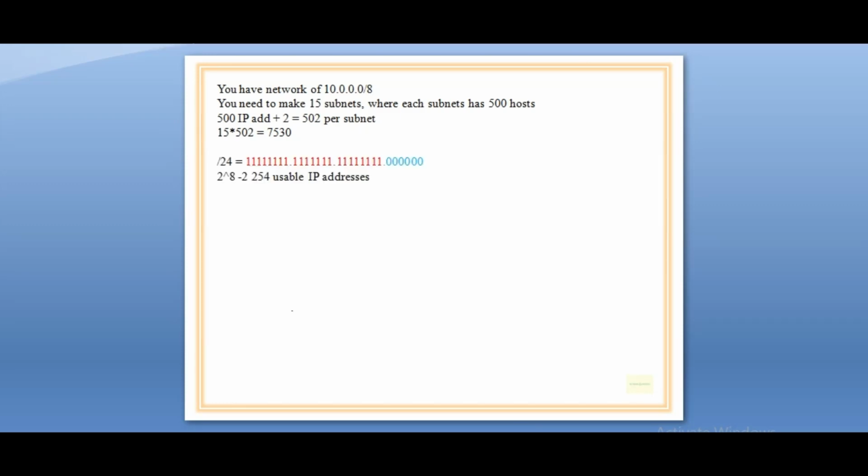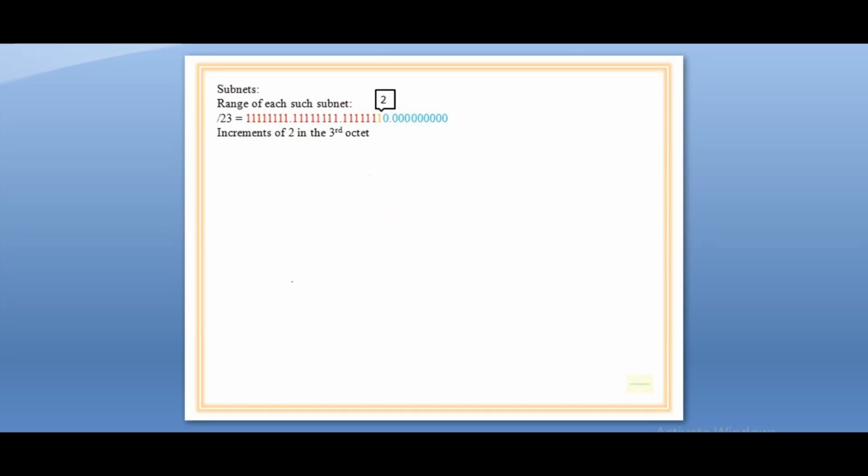/24 has 254 IP addresses available, which is less than our requirement. So let's move to /23. In /23, we have 510 usable IP addresses, which is sufficient for our requirement even with 8 extra IP addresses. That's it, which means we need to use /23 for each subnet. Let's take a look at each subnet's range.